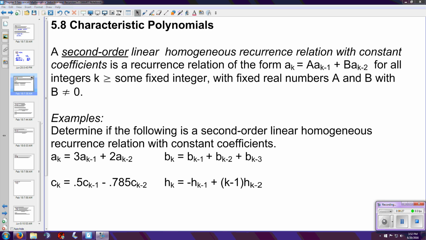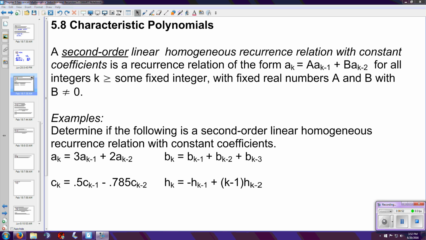So something is second order if you have to go back 2 terms, in other words, to the k minus 2. If it is to the k minus 5, that would be fifth order. And specifically what we're going to look at here is using the characteristic polynomial to come up with some type of explicit formula for a recurrence relation that may not have an obvious explicit formula.